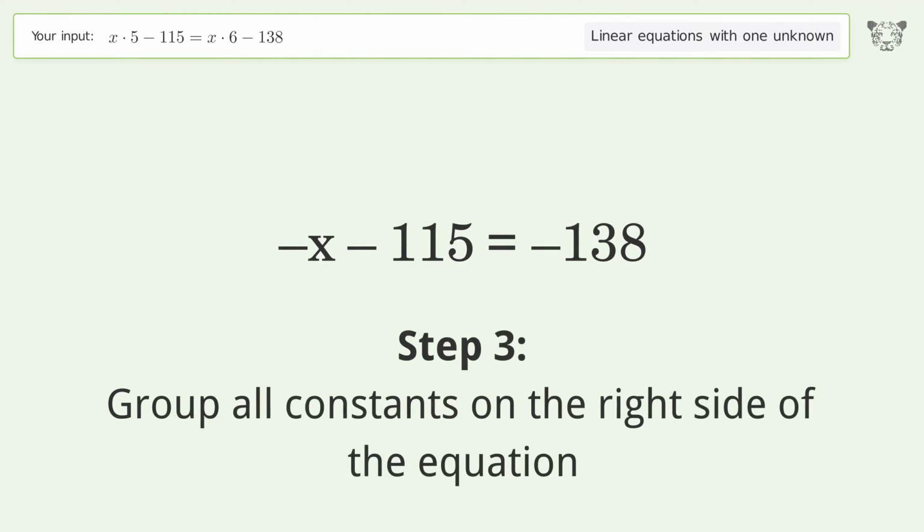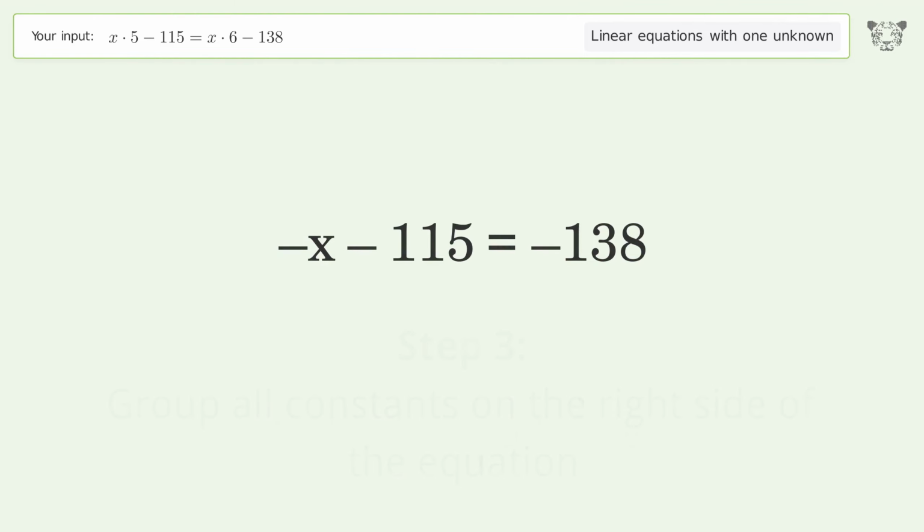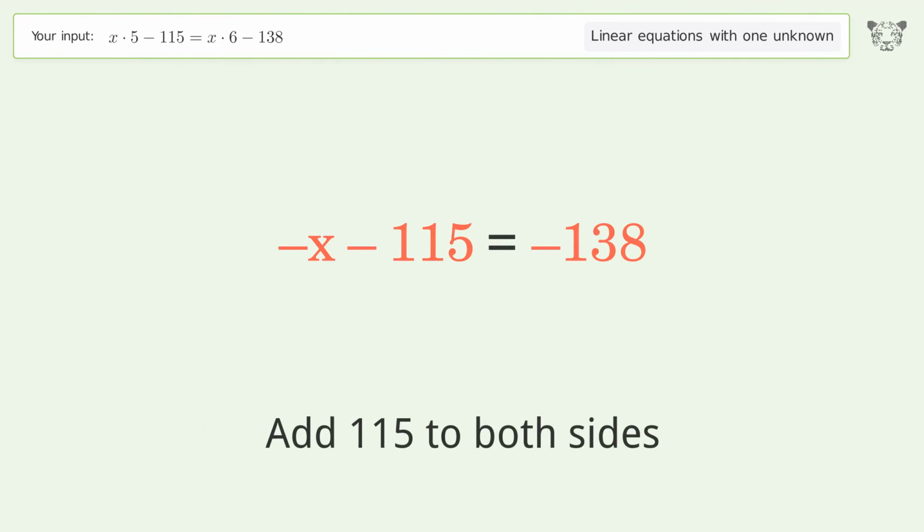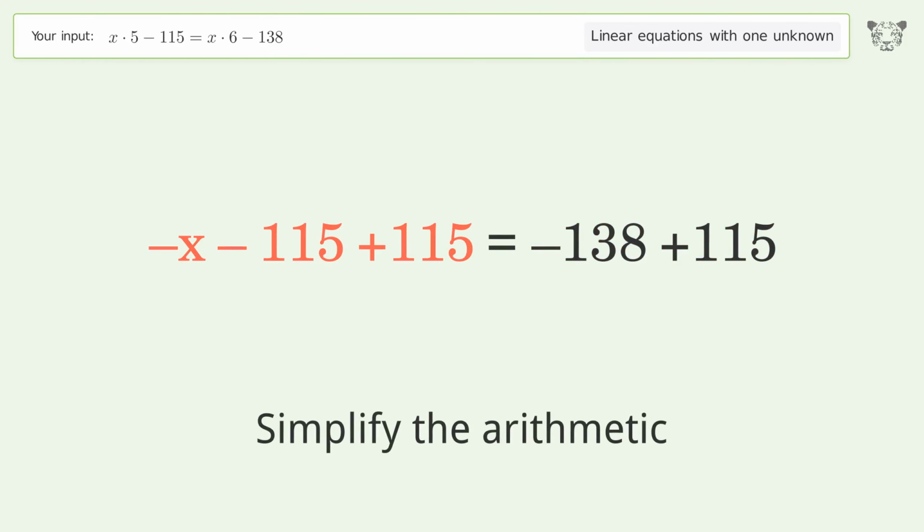Group all constants on the right side of the equation. Add 115 to both sides. Simplify the arithmetic.